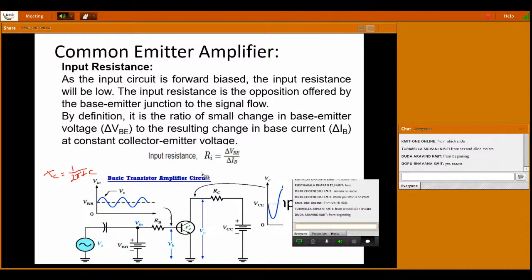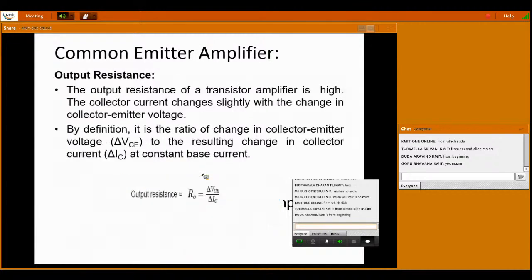Next, output resistance. How to calculate the output resistance? The output resistance of a transistor amplifier, the common emitter amplifier, is high since the collector current changes slightly with the change in collector to emitter voltage. By definition, output resistance is the ratio of change in output voltage with respect to the change in output current. So R naught is equal to the change in VCE with respect to the change in collector current.